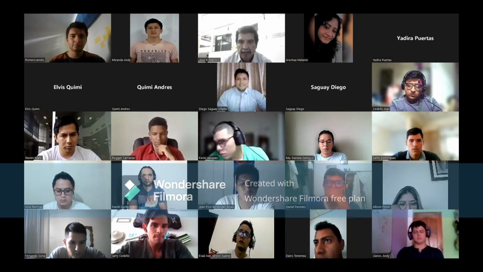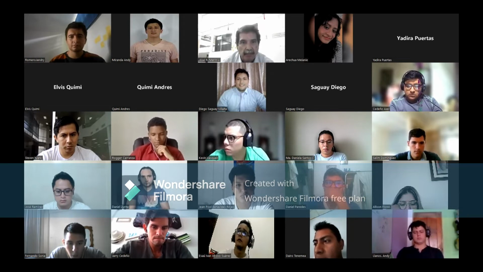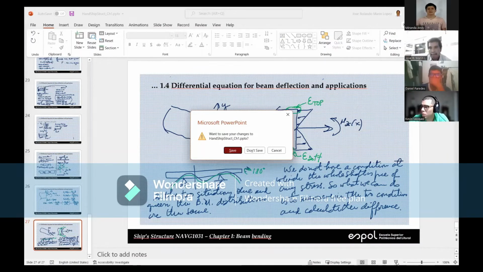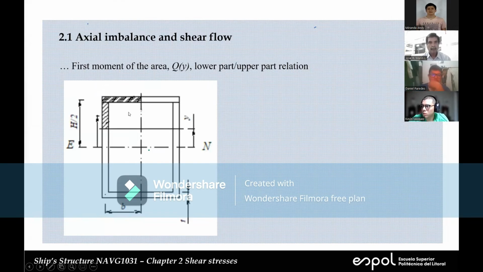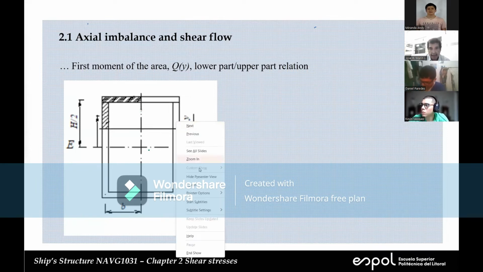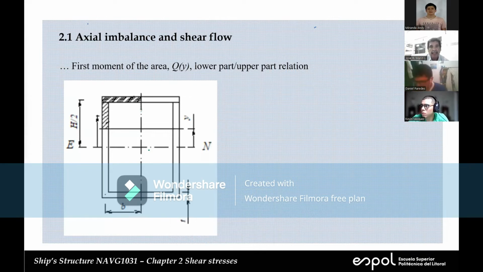Now, there was a question at the end of the previous session. Can you see my screen, people? Yes, doctor. Okay, so this is what we were studying yesterday, and Q of Y is the first moment of the sector. Instead of integrating, we said that this is the position of the centroid of the sector multiplied by the area of the sector.